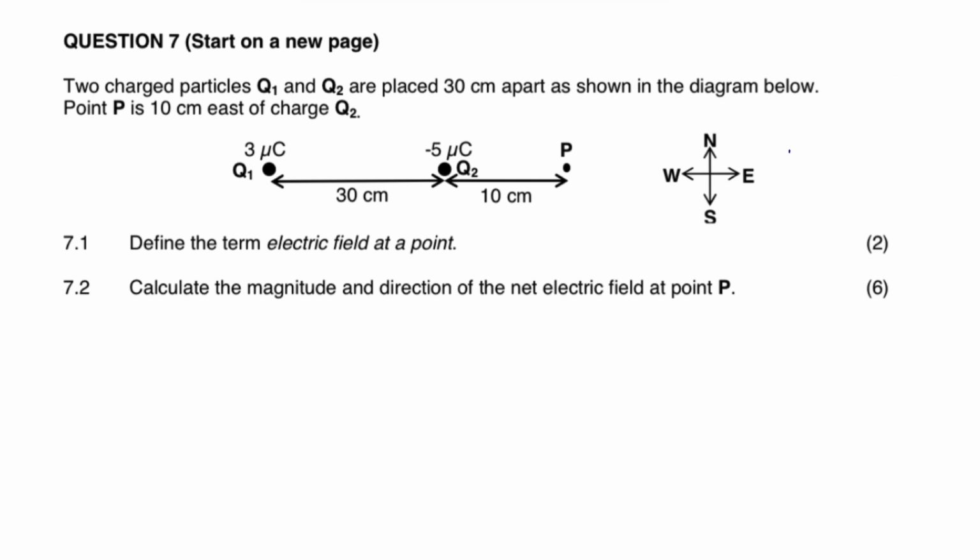Now we're looking at electrostatics, but from a different angle. It says two charges Q1 and Q2 are placed 30 centimeters apart as shown in the diagram below. Point P is 10 centimeters east of Q2. Right, we have Q1 and Q2, where Q1 is positive and Q2 is negative.